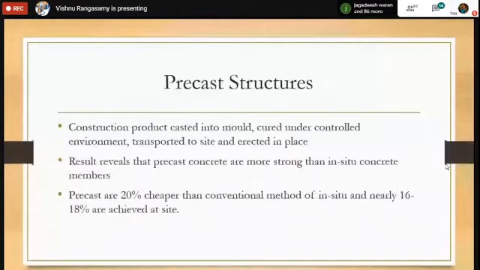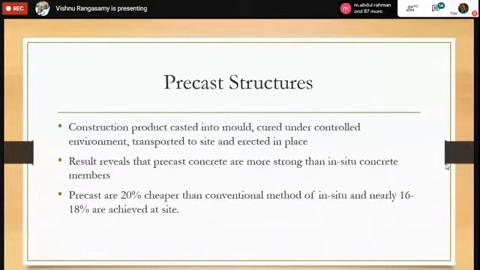As you know, you have already studied something about precast structures. It is a construction product that is cast into a mold and cured under controlled conditions. You are curing it inside laboratories or in a controlled environment, transporting it to the site, and erecting it in place. The results reveal that the precast structure is stronger than members cast in place at the site.